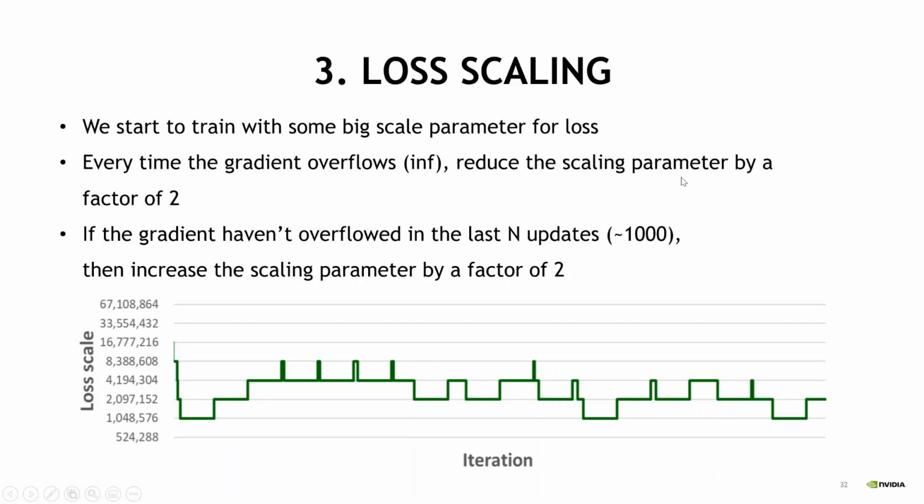And the final algorithm for loss scaling is we start to train with some big scale parameter for loss. Every time the gradient overflows, so for example, we're detecting infinite numbers in our matrices, we reduce the scaling parameter by a factor of 2. And if the gradient hasn't overflowed in the last n updates, it's about 1000 usually, or 2000 like in PyTorch, then we increase the scaling parameter by a factor of 2. And the figure shows how the scale factor changed during training.